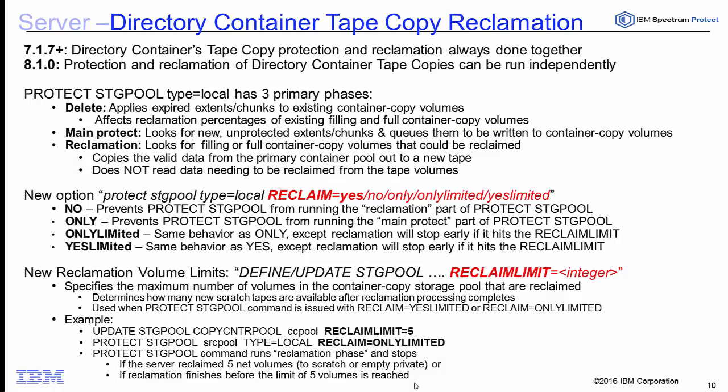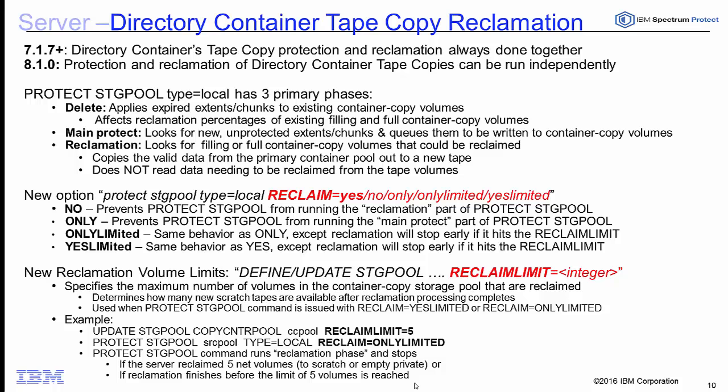Another thing that's changed for the directory container pools is the ability to fine-tune how reclamation occurs on tape copies of directory containers. Directory container tape copies were introduced in version 7.1.7, and when we reclaim space off of a tape copy of a directory container, we don't mount the tape and then reclaim the space. We actually just create a new tape by pulling the data from the original directory container and writing it out to the new tape, and then freeing up the tape that was up for reclamation.